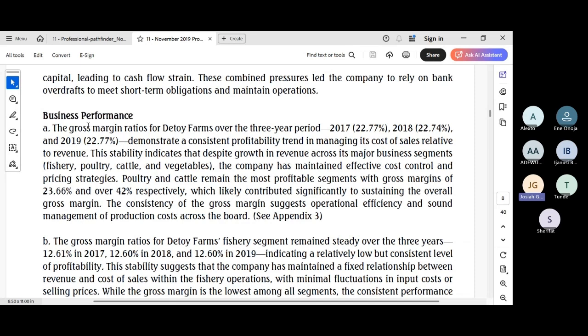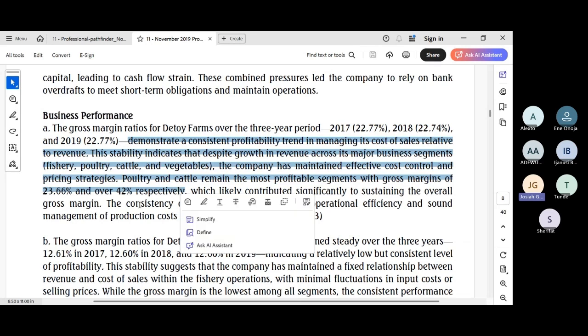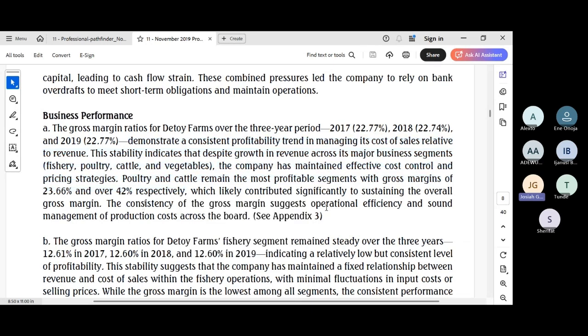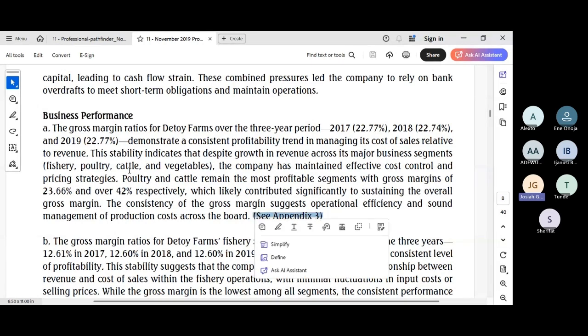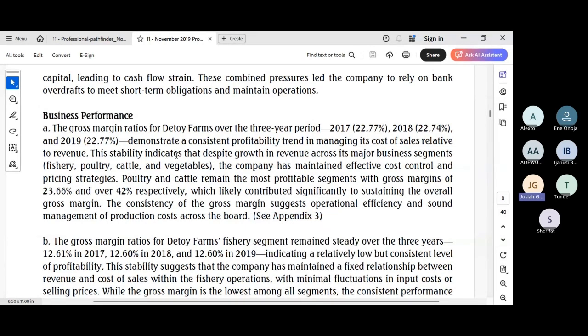So you can see the gross margin ratios or gross profit margin ratios. We spoke to the years and we explained what happened in our best understanding as chartered accountants. We said the consistency in the gross margin suggests operational efficiency and sound management of production costs across the board. We now say see exhibit appendix 3. So citing the appendix is very important in this box because you are trying to cross-reference what you calculated. You are not just bringing these numbers from the blues. You have a base for them. So please quote the appendix. It's very important you do that. Cross-reference your appendix for this second box.